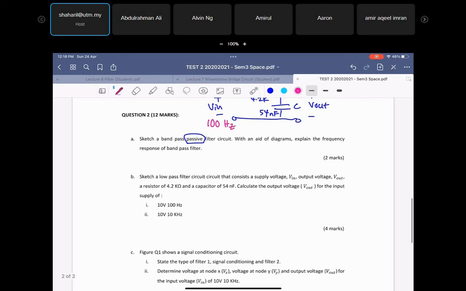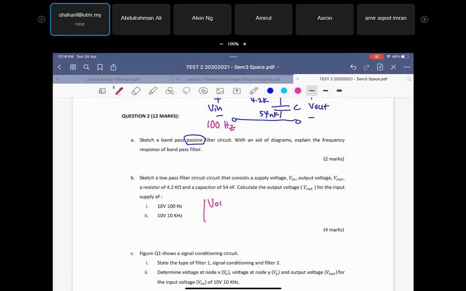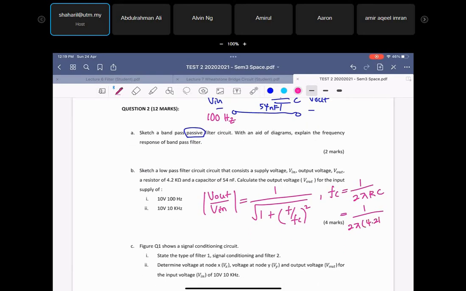And we know the formula for the low pass filter is given to you: V out over V in is equal to 1 over square root of 1 plus F over FC squared. Okay, so first of all, you need to find the FC, right? So FC equal to 1 over 2 pi RC. In this case, 1 over 2 pi times 4.2 K times 54 nanofarad. All right, so you get the FC, right? Johnny, come on, calculate this one.